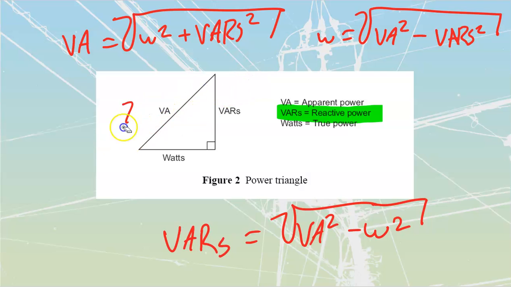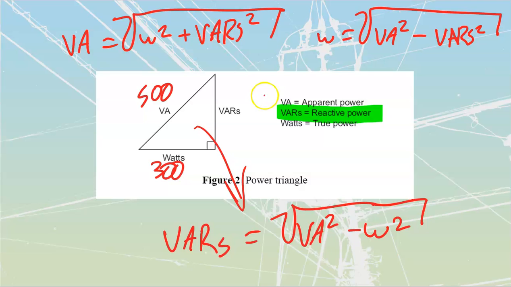Example number 5 talks about one where we have the VA 500 and we have got the watts 300, but then we want to know the vars. So in that case, we would be using this formula over here. Do 500 squared minus 300 squared. It's going to kick you out to your answer of 400. Notice that it's a 3, 4, 5 triangle over here again.